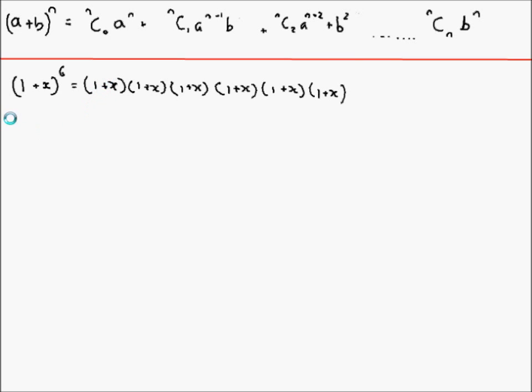So let's jump into an exam question. Let's say we were asked to find the first three terms of this series here, 1 plus x to the power of 6, in ascending powers of x.